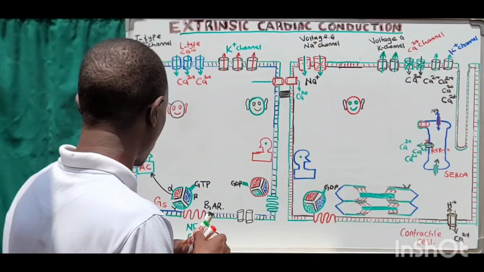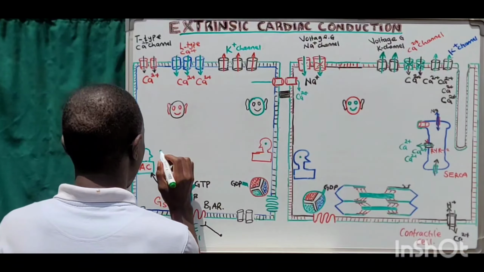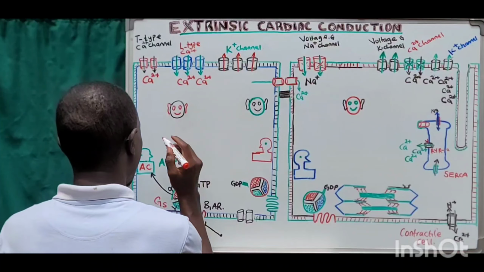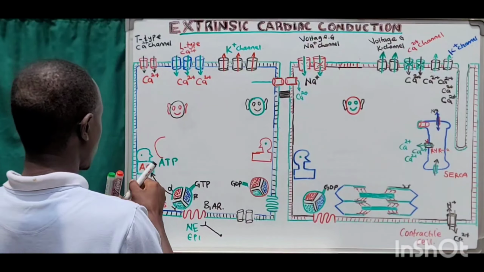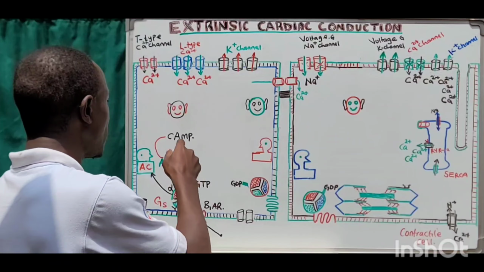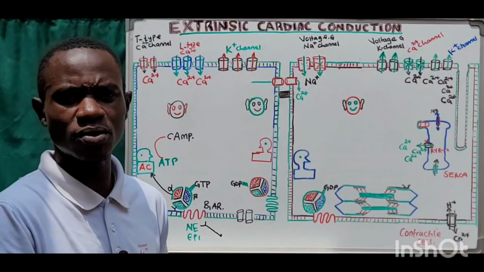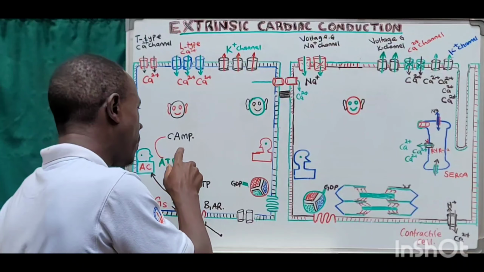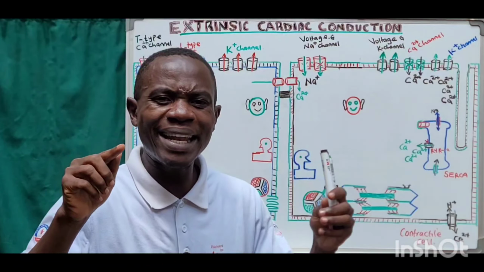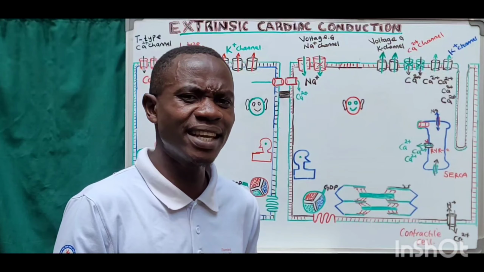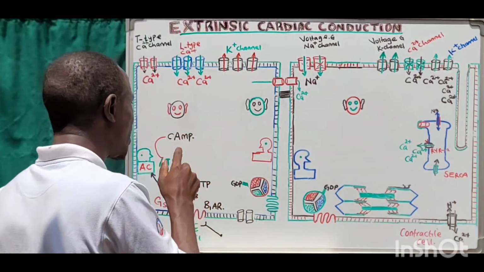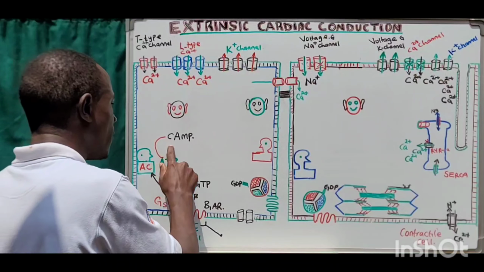That's its major role, converting ATP into cyclic AMP. Now it means you're going to have an increase in the levels of cyclic AMP. Now, we have a specific type of enzyme that is dependent on the levels of cyclic AMP, and this enzyme is called cyclic AMP dependent protein kinase. You see this enzyme? It is dependent on the levels of cyclic AMP.